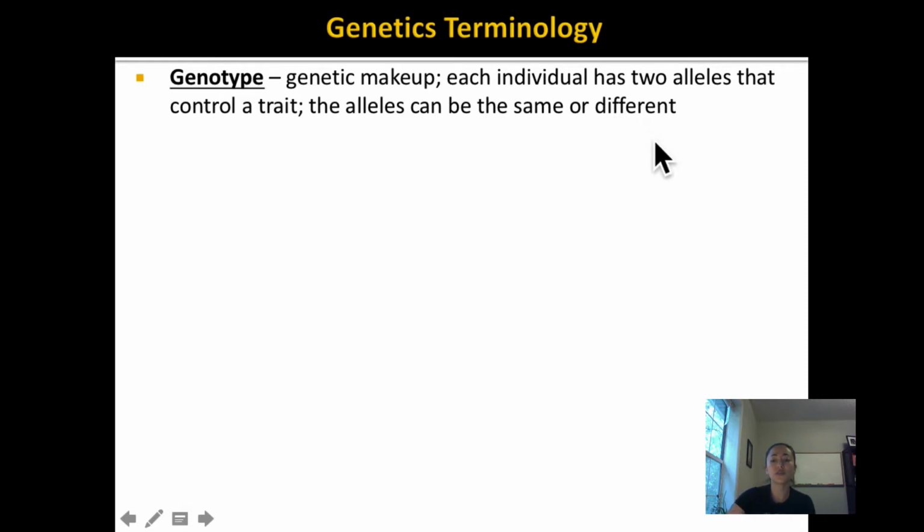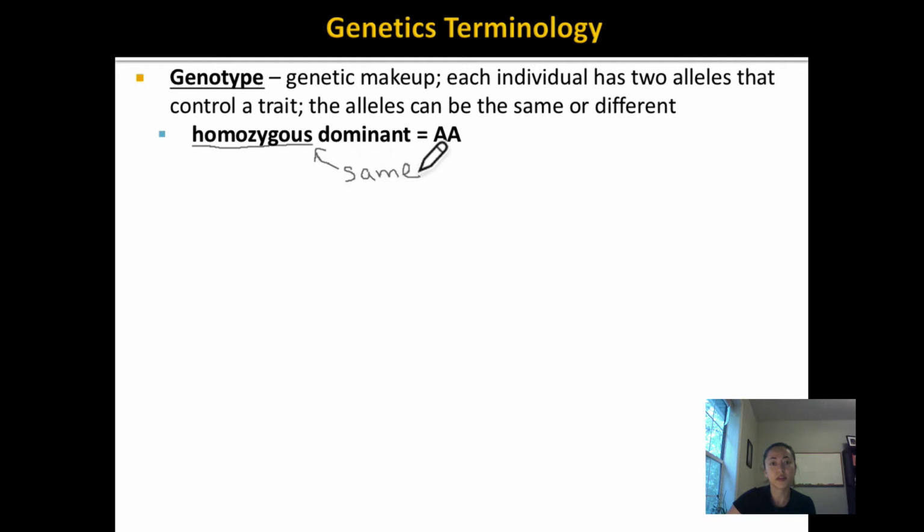There are three different words that we use to describe the possible combinations of alleles an individual could have. Both of these copies could be the same, and they both could be the dominant allele, so we would call that individual homozygous dominant. This word homozygous just means same. So both copies of the gene are the same and both of them are dominant, so they would have two big A's.